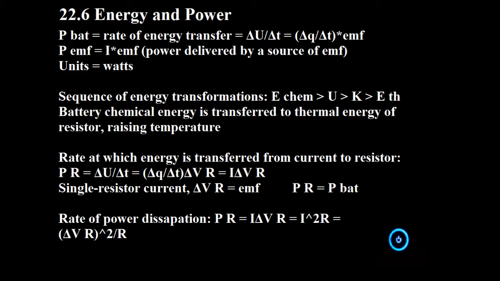And in a single resistor circuit, we can observe that the potential difference of the resistor is equal to EMF, meaning that the power of the resistor is equal to the power of the battery. The rate of power dissipation is the power of the resistor, which is equal to the current times the potential difference of the resistor, which is equal to current squared times resistance, which is equal to the potential difference of the resistor squared divided by resistance.